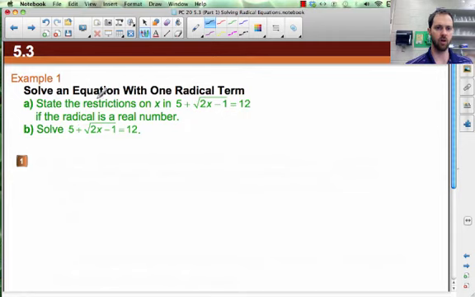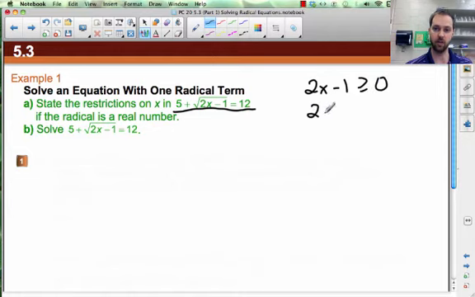So here's example 1. Solve an equation with one radical term, and then state the restrictions on x. When we have something like this, part A is just to state the restrictions. The only restriction is that we can't take the root of a negative number. So the entire radicand under the radical sign always has to be greater than or equal to 0. It can't be negative, but it could be 0, and it could be any number greater than 0.